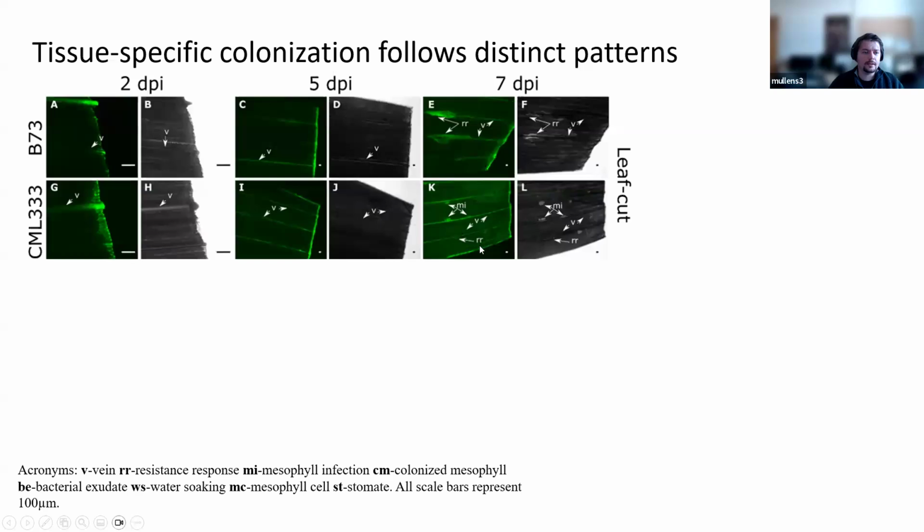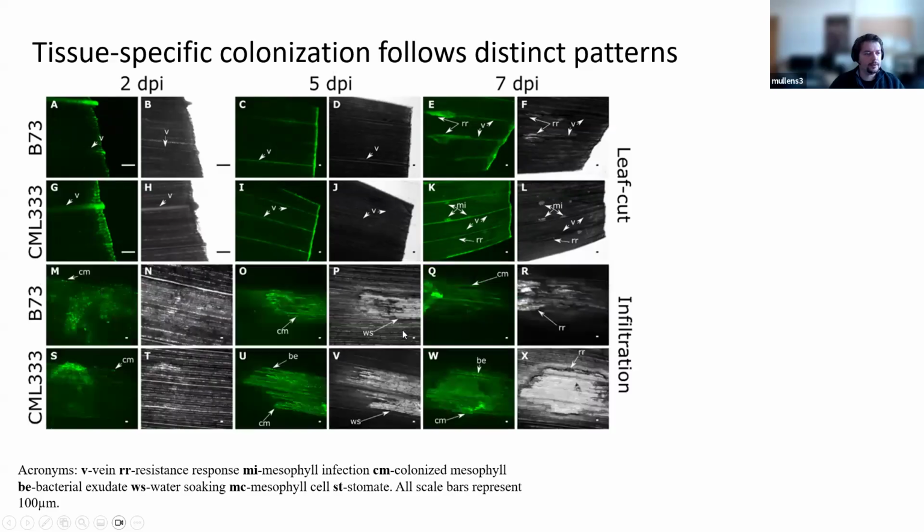Those seem to prevent further progression of the bacteria in the xylem, where CML 333 doesn't do that. It does have some that look like resistance reactions or HR-like spots along the veins, but they don't seem to be effective at stopping the bacteria from progressing further. There also are these water-soaked spots where the bacteria break out of the xylem in CML 333 that we see at 7 DPI.